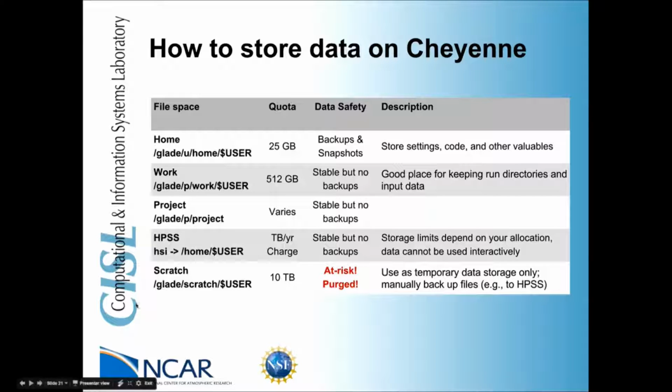And then finally, there's the scratch space. The default quota is 10 terabytes. It's important to note that this space is at risk. It's purged at intervals. So current interval is 45 days. If you have a file that's been on scratch for 45 days, it is at risk to be purged. So this is not a good place to do long-term storage.